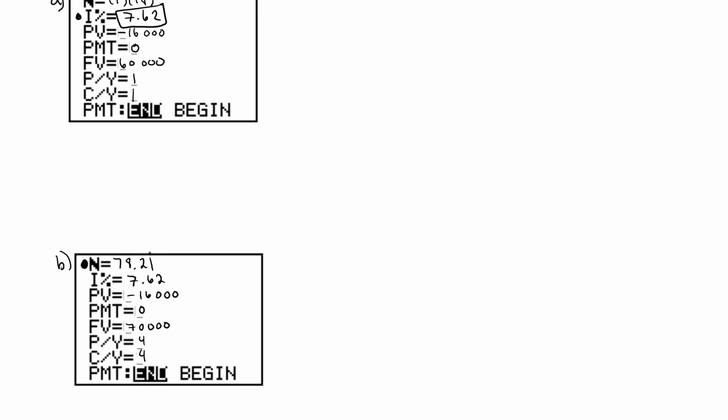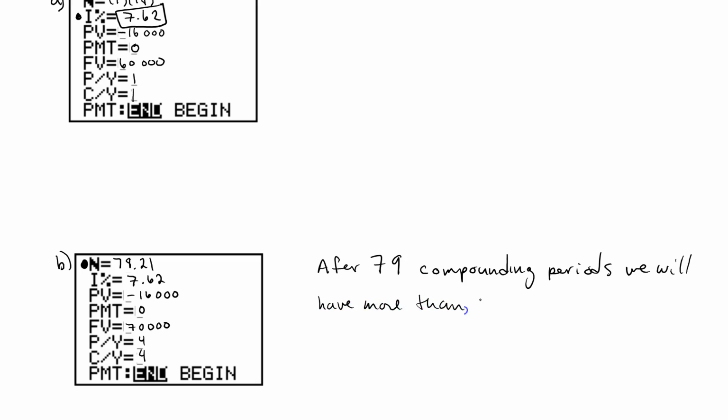So that means after 79 compounding periods, we will have more than 70,000. I can't say 78 because after 78 it will not have reached that 70,000. So no matter what, with n we have to round up to 79. We're saying 79 compounding periods were compounded quarterly.